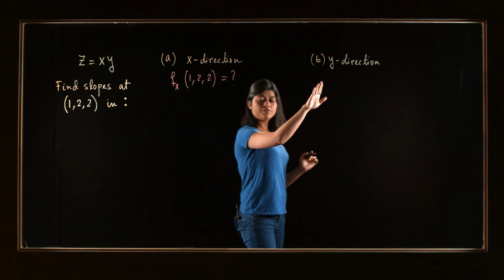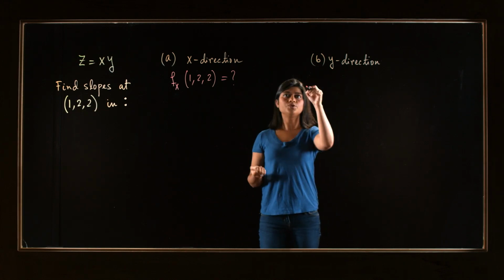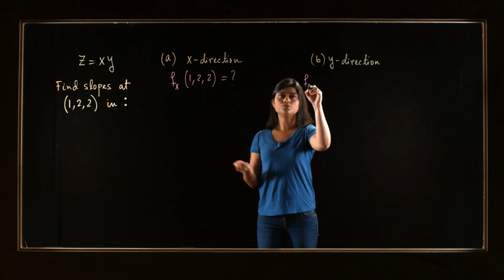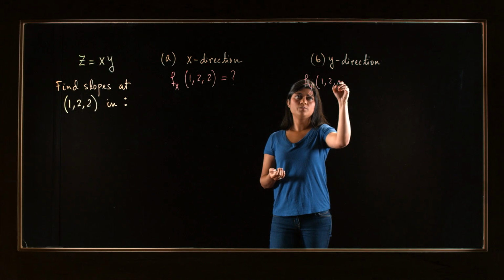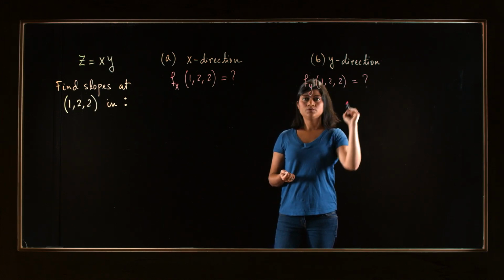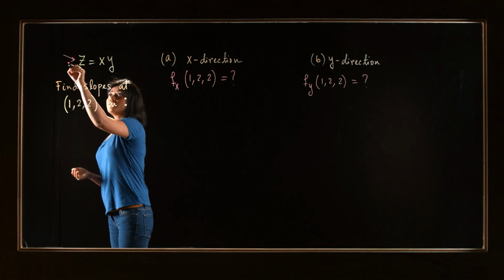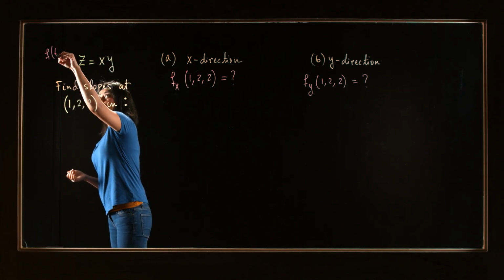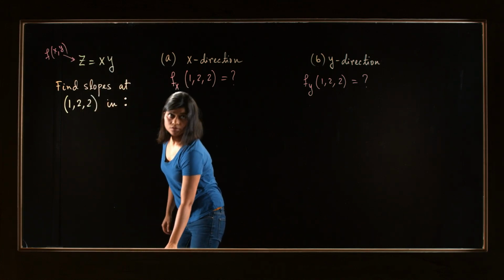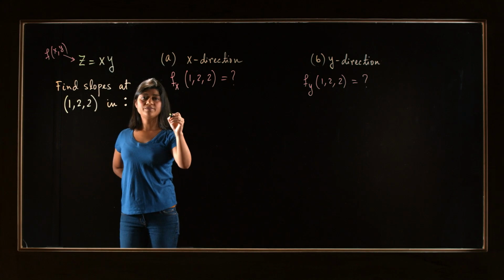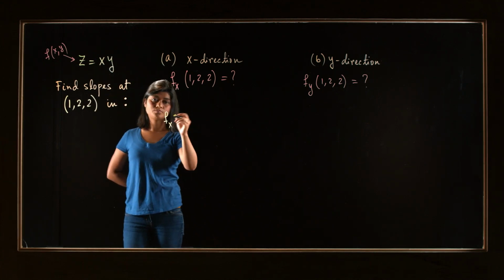And the second, we have to find the slope in the y direction, and it means we have to compute the partial of this function with respect to y and then find the slope at this point (1, 2, 2). Of course, I am considering this is my function f of x, y. All right. So first, let us just evaluate the partial derivative of this function with respect to x.